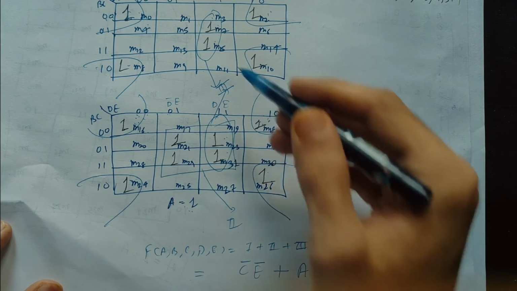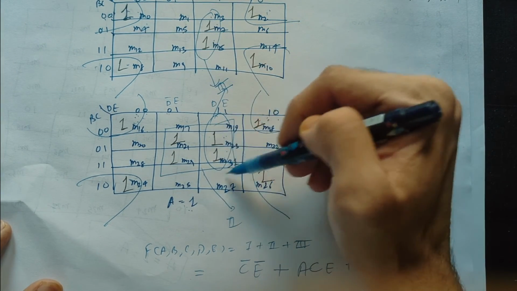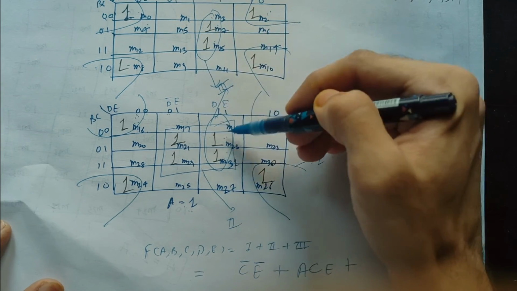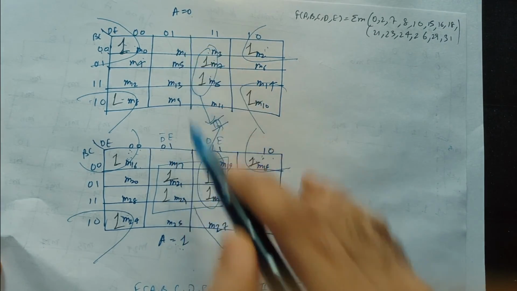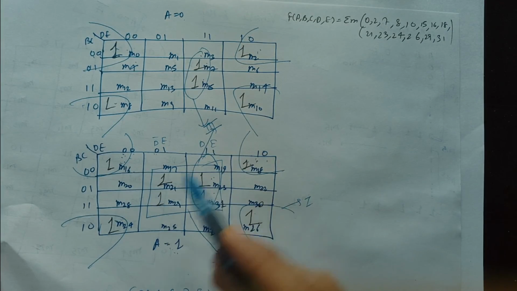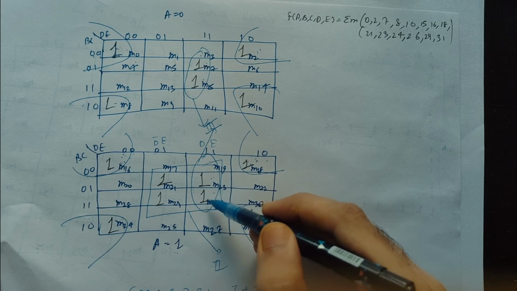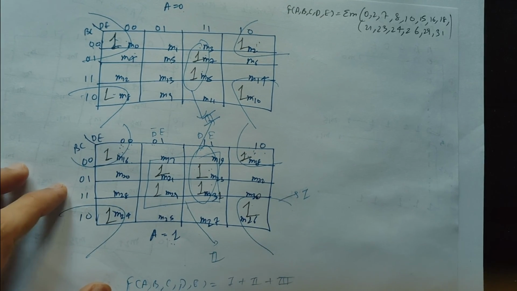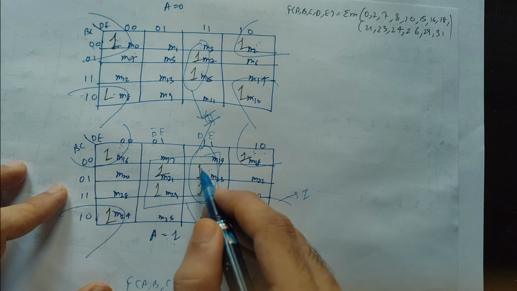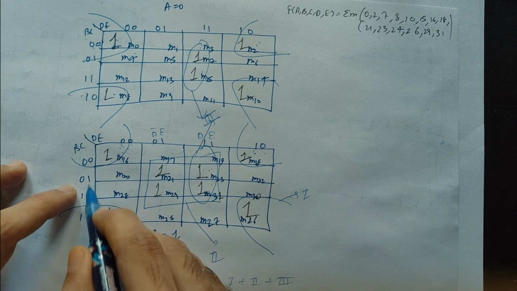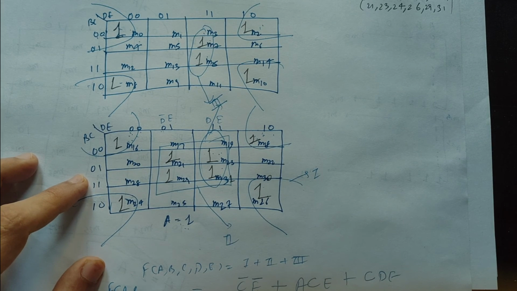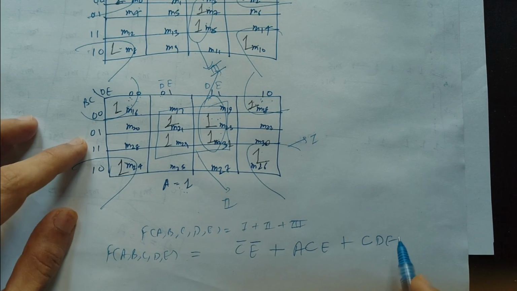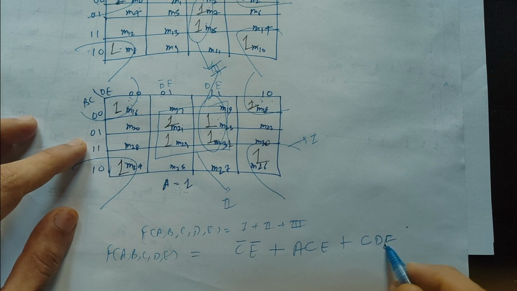The third group is paired between this map and this map. Remember, when the map is changing, A is changing, so A is neglected. Moving from this cell to this cell, D and E are constant at 1, so we write DE. Moving from this cell to this cell, B is changing but C is constant at 1, so we write CDE. So our simplified function would be C bar E bar plus ACE plus CDE.